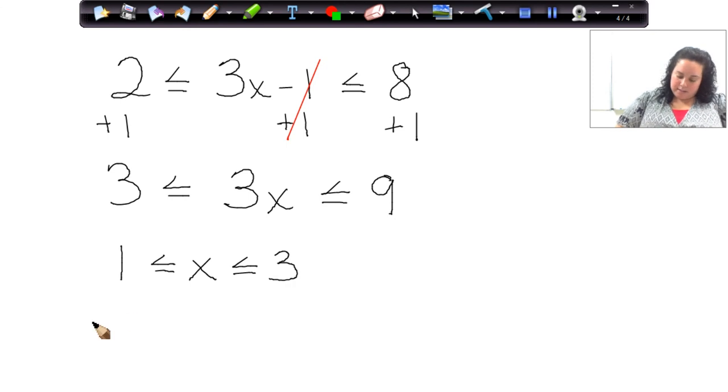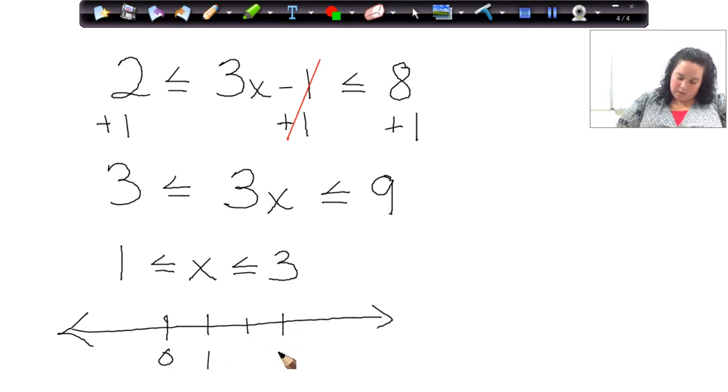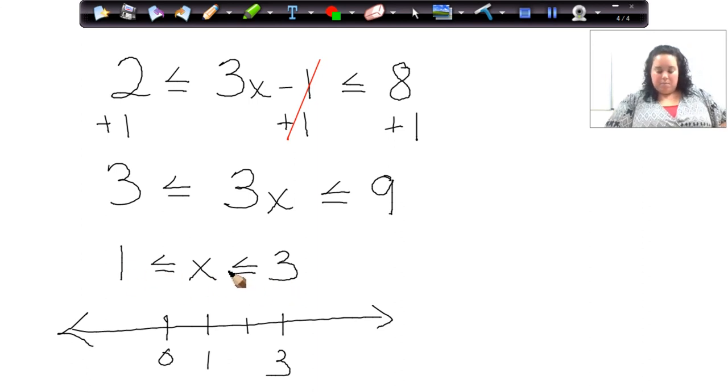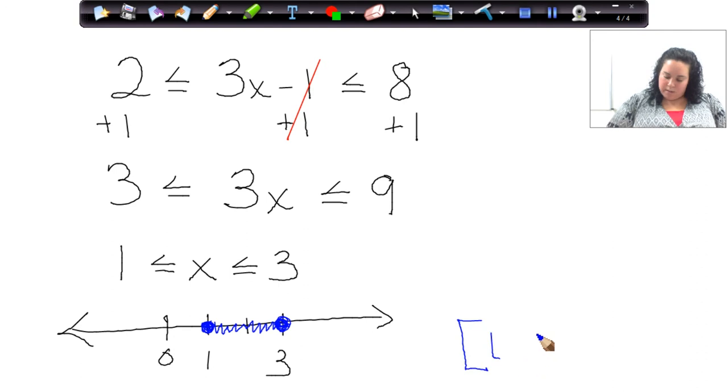Now let's graph this inequality. Let's say this is 0. We have 1, 2, and 3. We say that x is in between. Notice that it's visually in between 1 and 3, and so that's how we'll graph it as well. And since it's equal to, we can put filled-in circles or we can put brackets. And in interval notation, we would have from 1 to 3, including 1 and 3. That's why we use the brackets. All right, great.